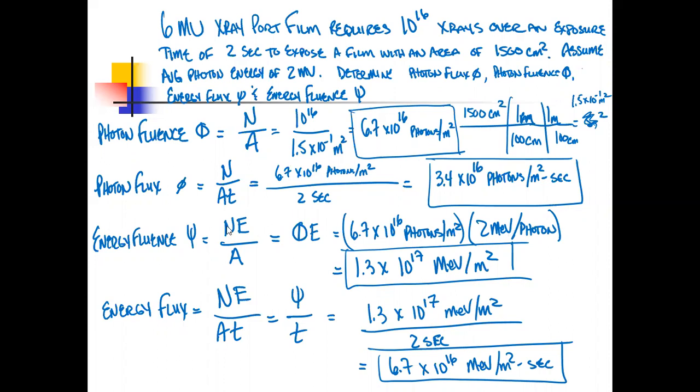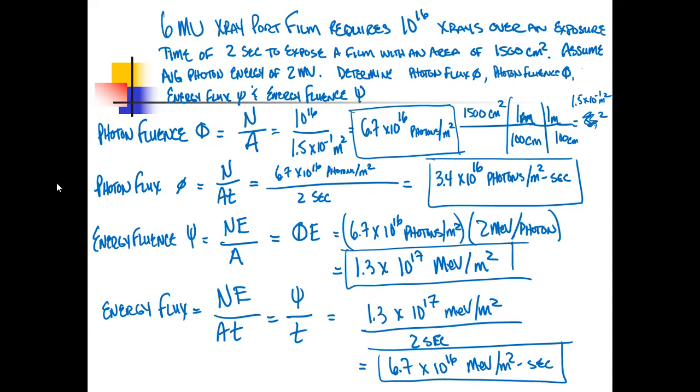So now we've taken the photon fluence and we're multiplying it by the energy. So you can see here where the symbol comes down, the phi comes down, and we're going to multiply that by the energy. And so we've got 6.7 times 10 to the 16th photons per meter squared, multiplying that by the energy. In other words, we have 2 MeV per photon, so the photons will end up canceling. And so we end up with 1.3 times 10 to the 17th MeV per meter squared.